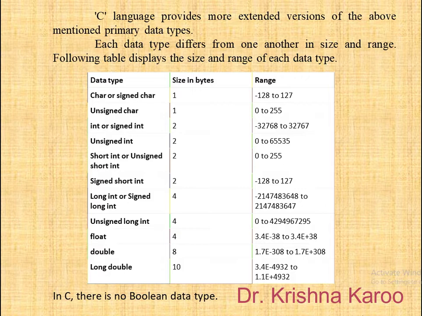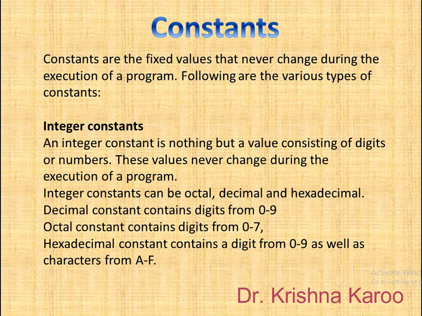We all know there is a boolean data type that we use in various programming languages, but the boolean data type we can't use in C programming. Now this is all about the data types. Now we will discuss the constant. Now what is a constant?